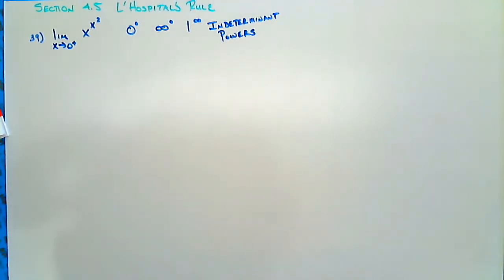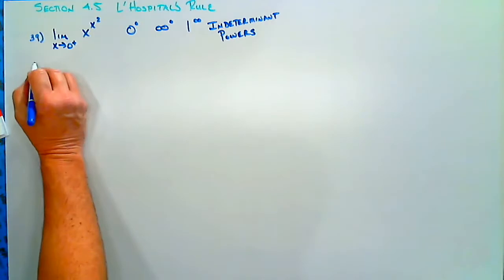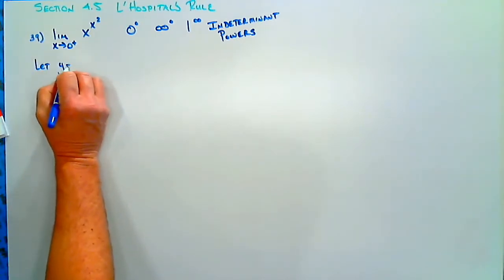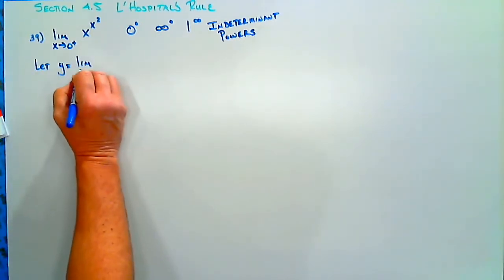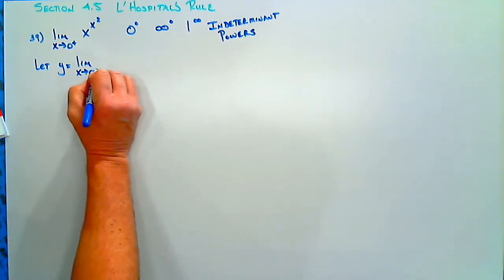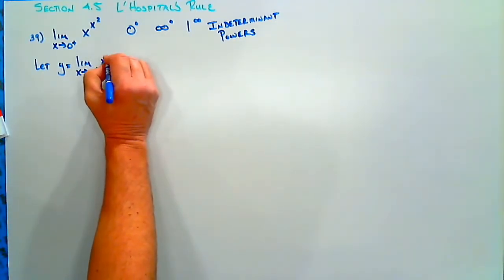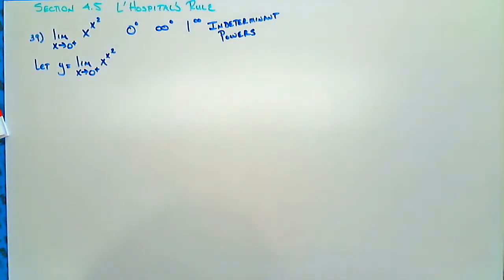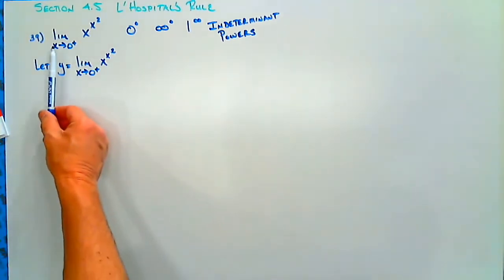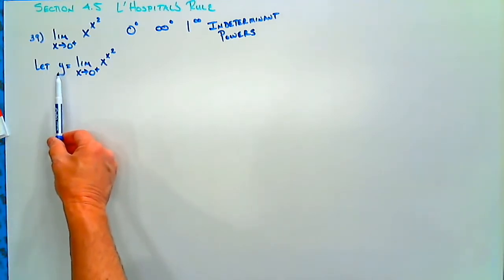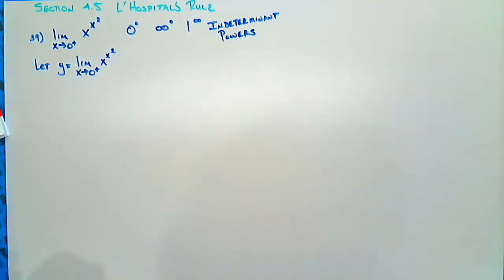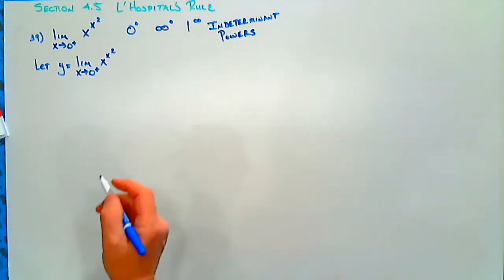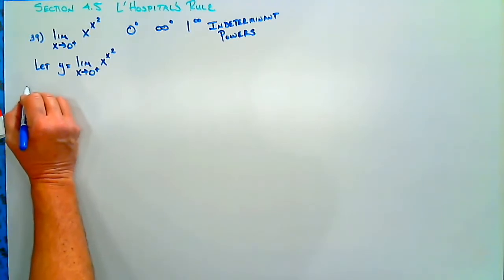So what is our approach with indeterminate powers? Well, first, we let y equal this limit. We rewrite the limit in the form of an equation, and we do that because we're going to want to take the natural log of both sides of this. Now, we can't say I'm going to take the natural log of both sides when I don't have two sides. So I'm going to rewrite this as y equals the limit as x goes to 0 from the right of x to the x squared. And now I'm going to take the natural log of both sides.